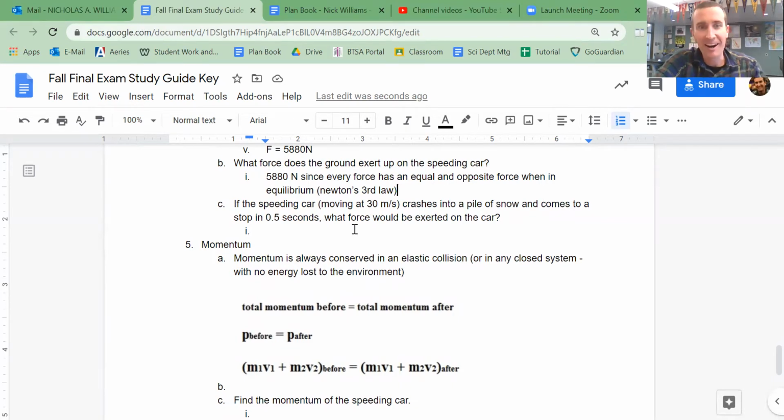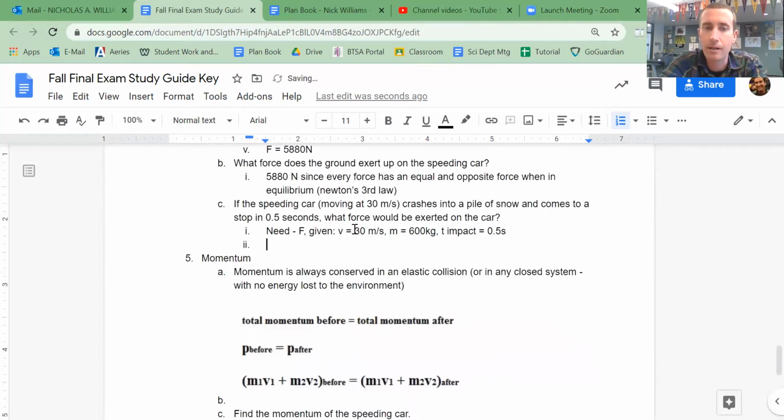Welcome back. All right. So once again, speeding car, what would be the force exerted? So I need the force. I am given the speed of the car, so I'm given a velocity of 30 meters per second. I am given the mass of the car from earlier, 600 kilograms. I am given a time of impact, right? And that was 0.5 seconds.